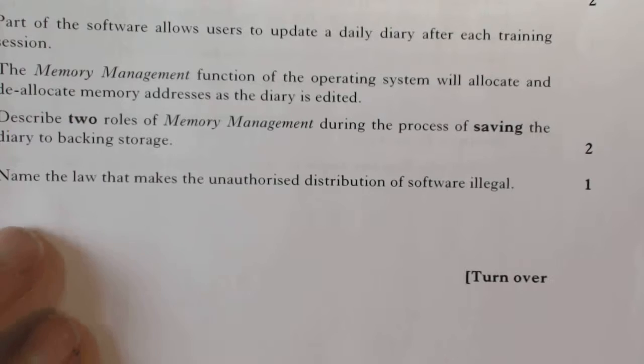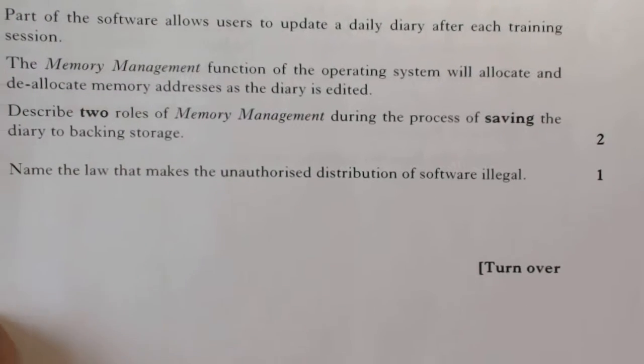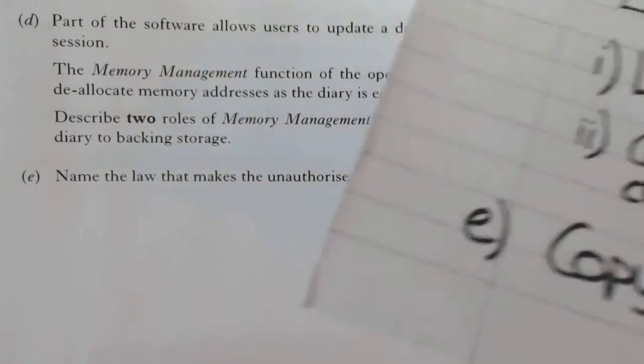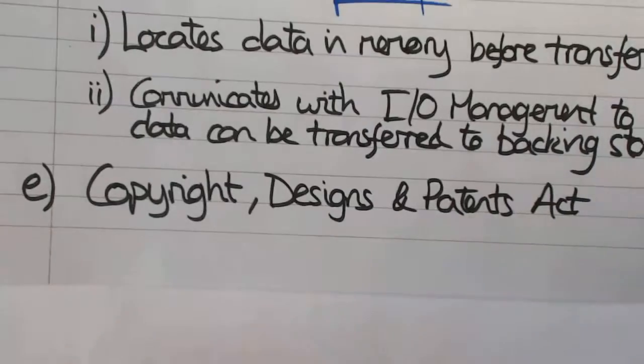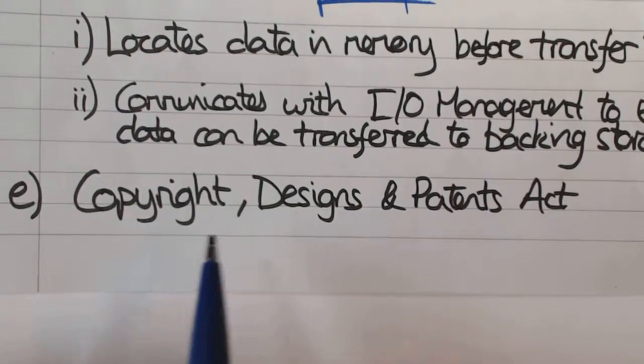And the last one is: name the law that makes the unauthorized distribution of the software illegal. So if somebody's wanting to have a pirate copy of the software, they can't do it and you get into a lot of trouble, because there's a law called the Copyright Design and Patents Act, and make sure you mention the whole name.